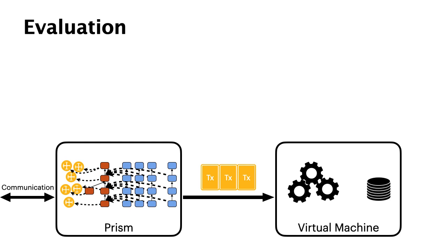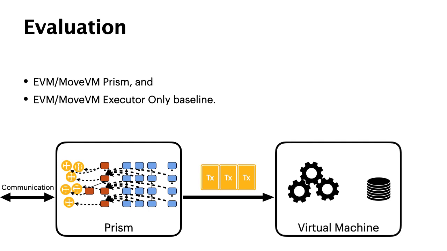Now let us look at the evaluation of its performance. We have the full node client of EVM and MoveVM with Prism. Also, we have implemented 2 baselines that are EVM and MoveVM executor only. These baselines are programs that feed transactions to the virtual machine running on a single node, and they demonstrate the optimal throughput of the virtual machine. This also means that these baselines are not related with consensus protocol.